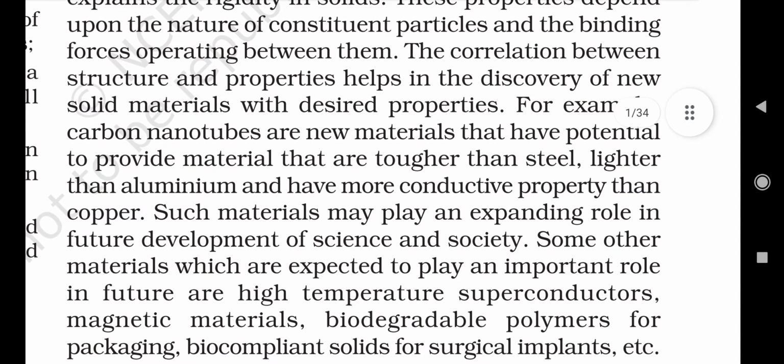So we'll see further in the chapter how we are going to get desired materials. First of all we have to understand the different arrangement of particles in different solids.